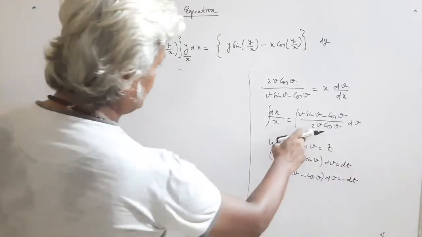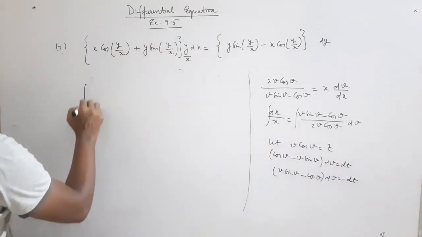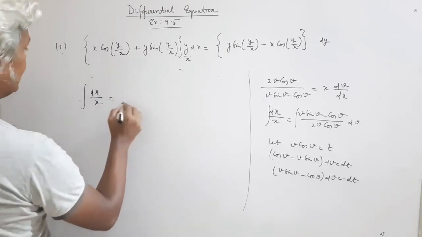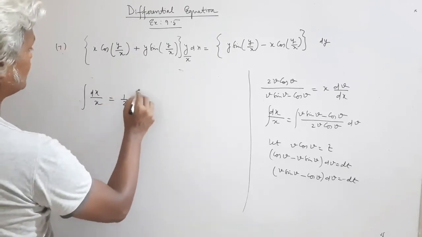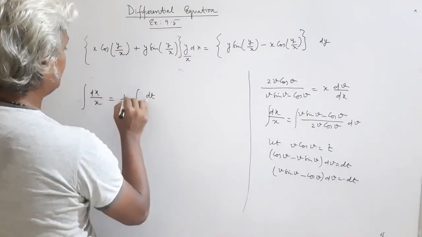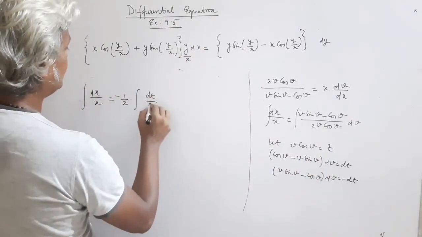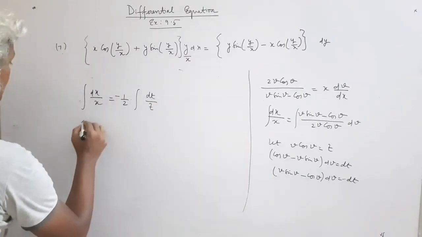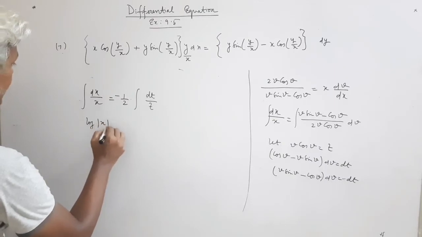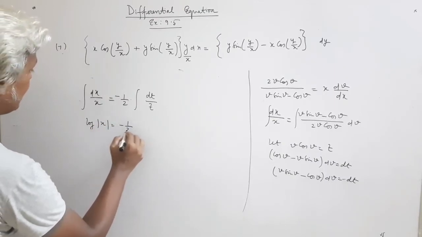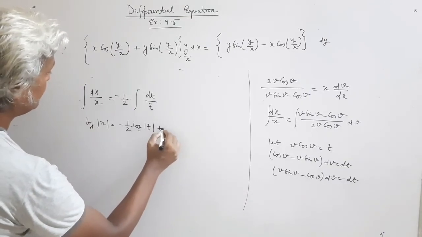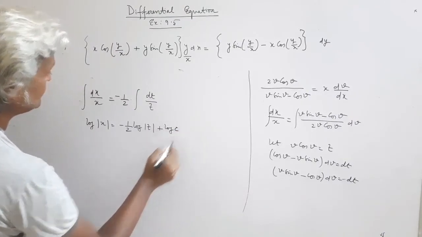Okay, so what do you get, that this goes something like this, dx over x, and that is 1 by 2 outside, then you write minus dt over t, minus I write here dt over t. Now job is done. So this is log mod x, and that is minus half log mod t plus log c.